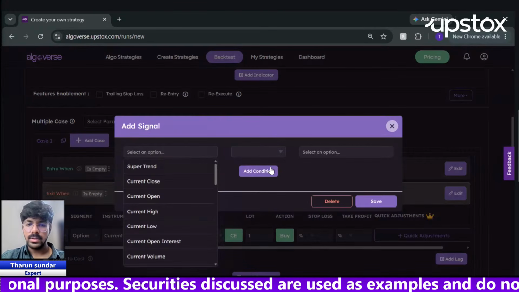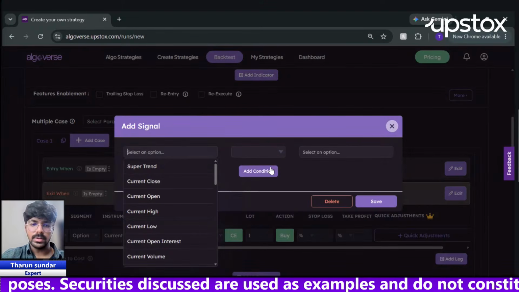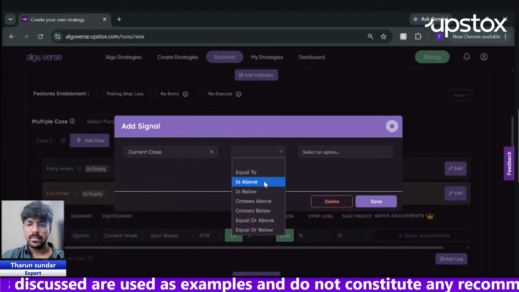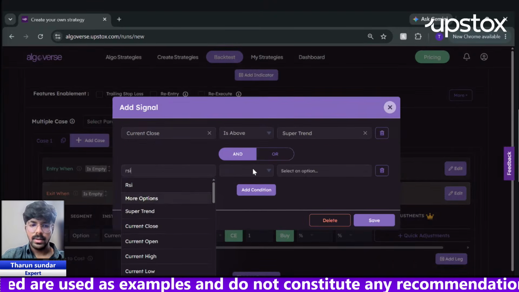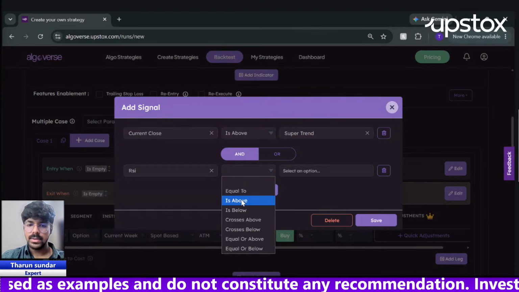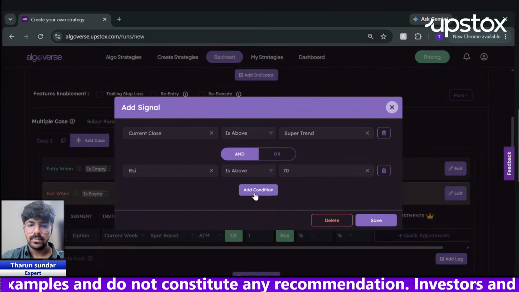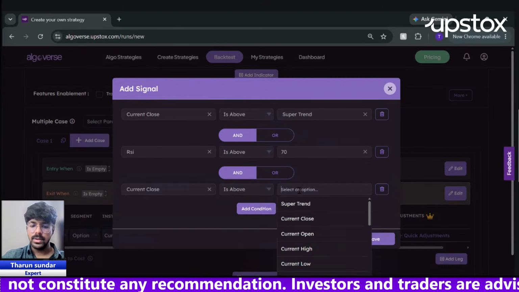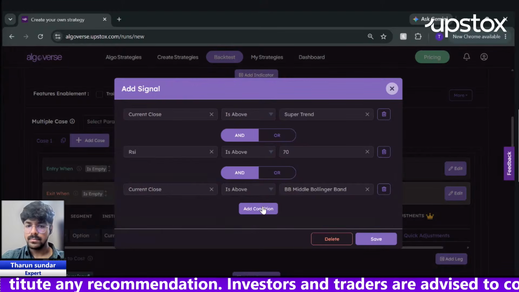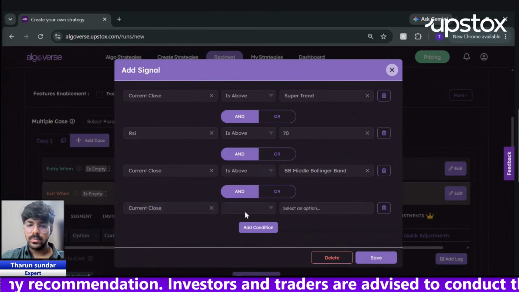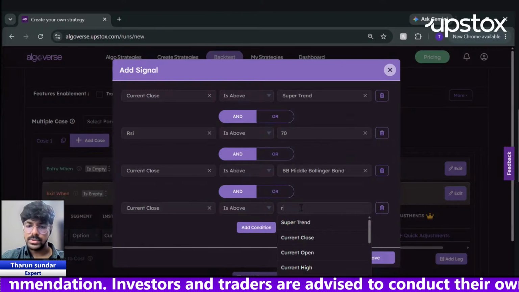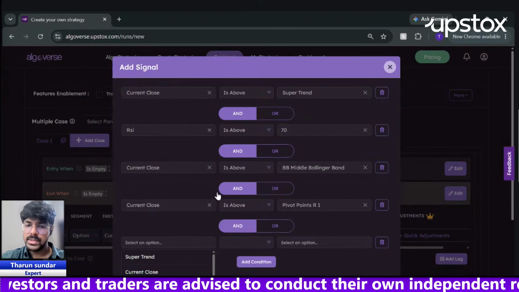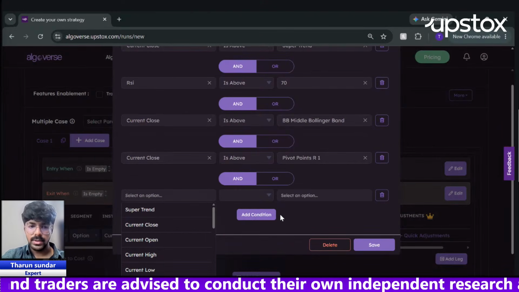And here I can come and configure a comprehensive entry condition. That is, I'm giving that my current close is above Supertrend, and my RSI level at the time of entry should be above 70. And I can come to current close, and here I'm giving it should be above the middle Bollinger Band. And one more condition which I'm giving is it should be above the R1 level. Why I'm giving these specific values, I will explain in just a minute.